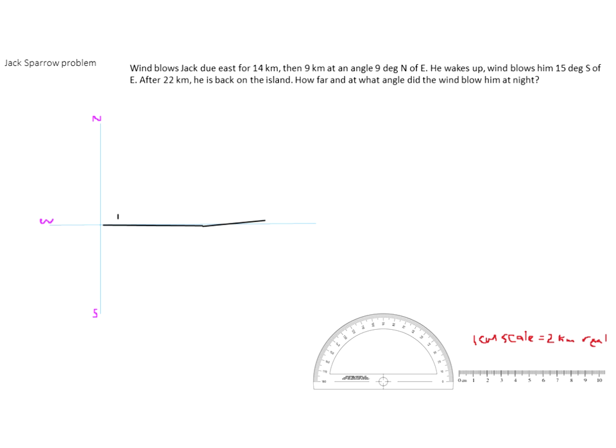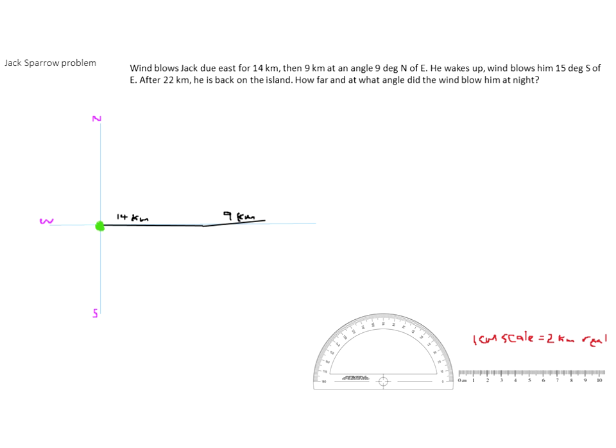So here we had 14 kilometers. Here we have 9 kilometers. And now he goes to sleep and ends up somewhere over here, goes 22 kilometers and ends up back at the island. We can make the island, we'll have it a lush green island here with Keira Knightley and Orlando Bloom. So whatever attractive person type you prefer, they're both there.